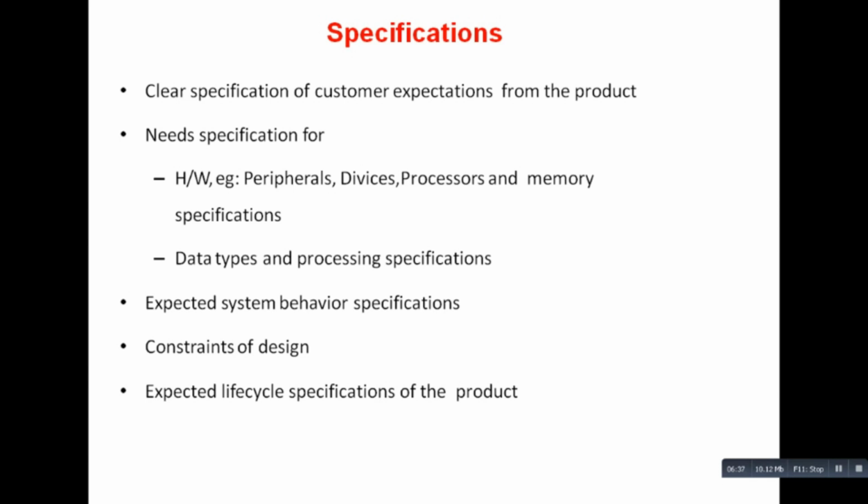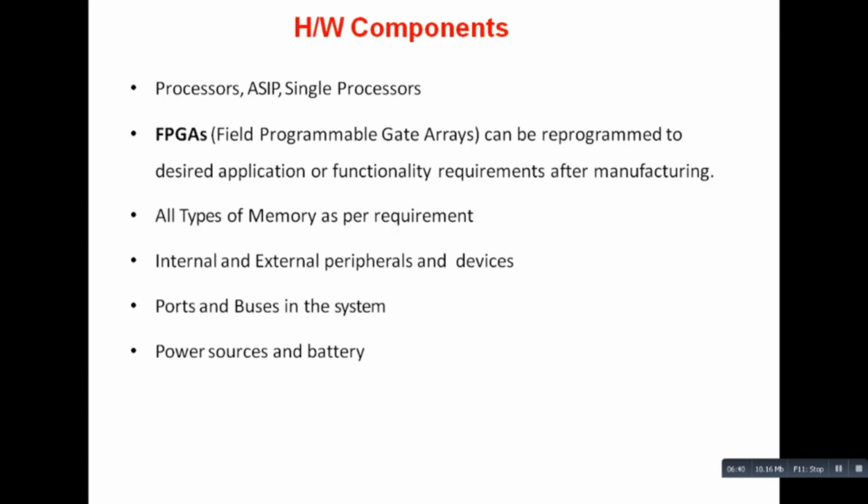Next, the hardware components. What are the hardware components? Processor, advanced processor or microprocessor or microcontroller, all types of memory as per the requirement, internal and external peripherals, devices, ports, buses, power sources, batteries. FPGA, field programmable gate arrays, can be reprogrammed to the desired application or functionality requirement after manufacturing. If we want to reprogram our system or our requirements, then we use this FPGA, field programmable gate array.